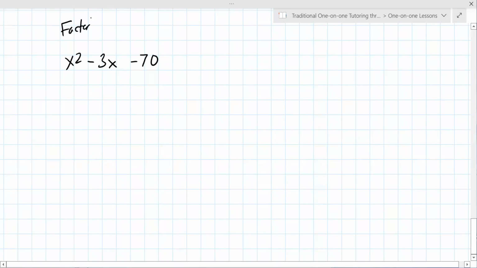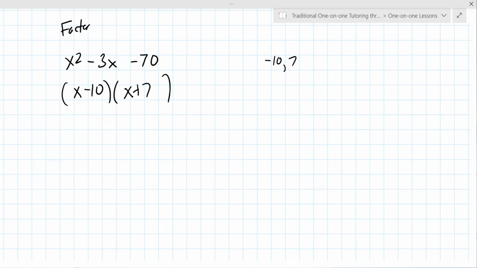Okay, so it's negative 70, and that has to add up to negative 3, so it's going to be negative 10 and 7. And I agree. x minus 10 and then x plus 7. Good, very good. All right, I feel better about what we were just doing now.